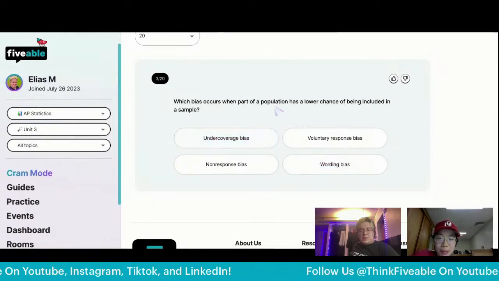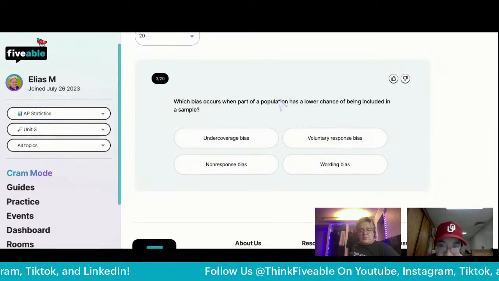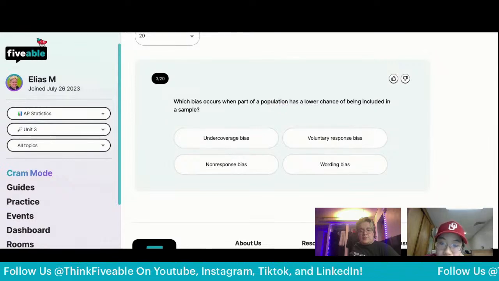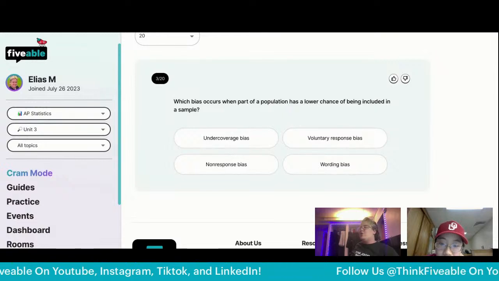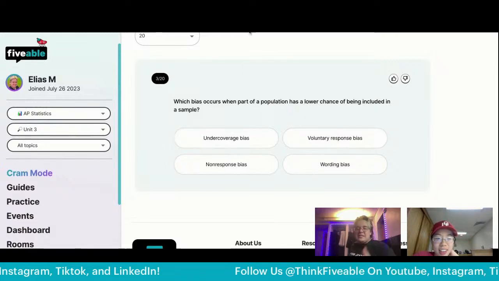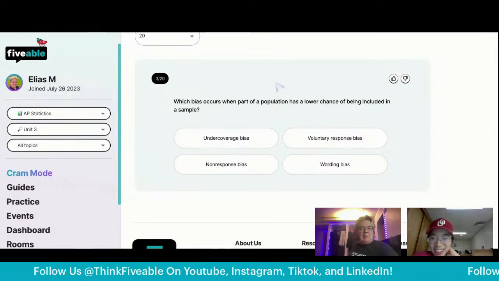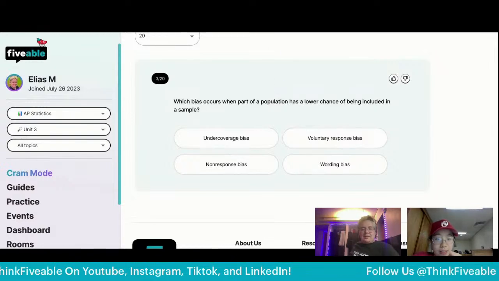Okay. Which bias occurs when part of a population has a lower chance of being included in a sample? Oh, which bias occurs? I kept reading it as which bias is avoided, and I was like, hmm. I don't know. Ooh, okay.